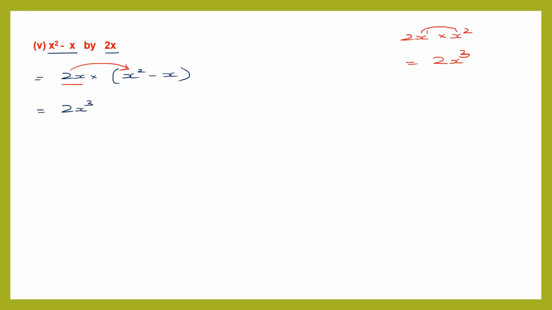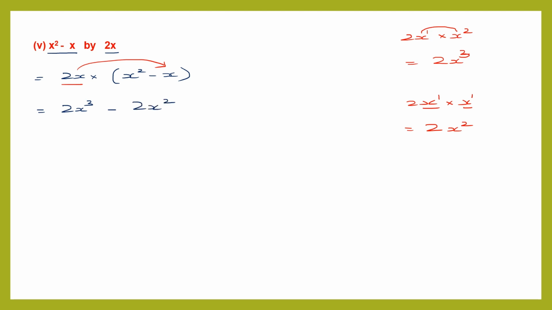Now we finished multiplying with the first term. Let's multiply this with the second term in the polynomial. So that is 2x into x. There's 1 here and 1 here. So add up, x to the power of 2. Now the operation is minus, so we write minus 2x to the power of 2.